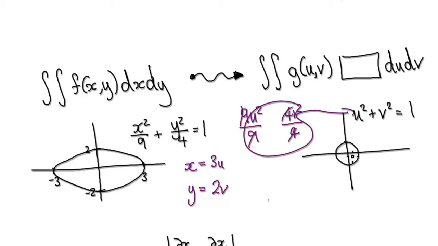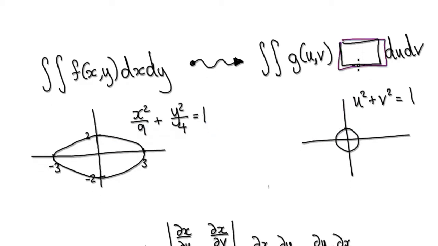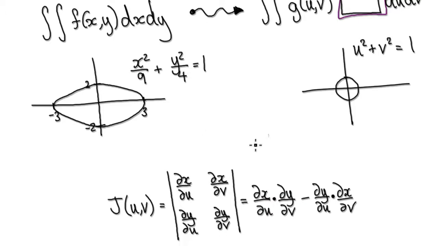It would then become a circle. And then a circle is a lot easier to work with. So the point here is that this ellipse becomes a circle, which is easier to work with. But we need to make some sort of adjustment. Well, this adjustment is us blindly working out the Jacobian. Remember, we said let x equals 3u, and we said let y equals 2v.